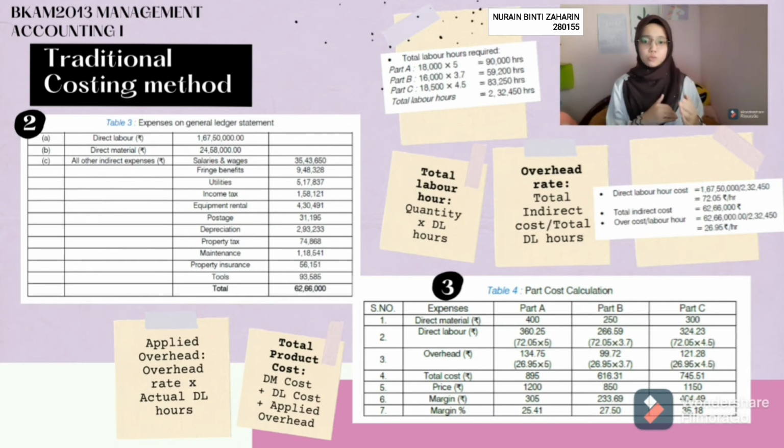As shown in this table, to calculate the total cost, we add up the direct material cost, direct labor cost, and the overhead cost applied, which is calculated by multiplying the overhead rate with the actual direct labor hours for each part. When we compare the total cost with the selling price here, we get the margin of the selling price.